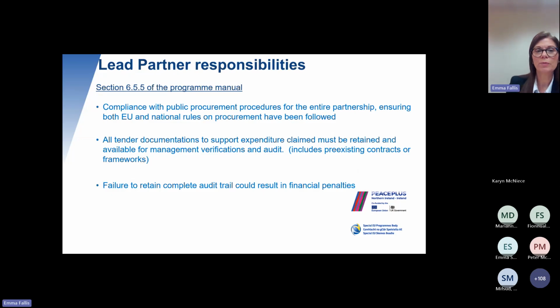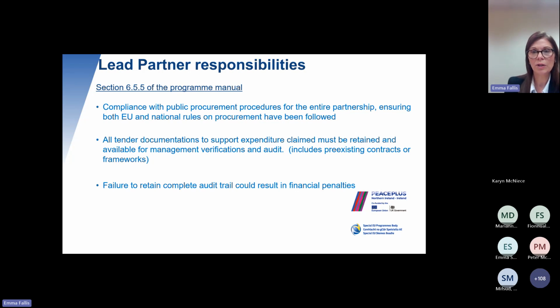So the lead partner has a number of responsibilities, and these are outlined in section 6.5.5 of the programme manual. The lead partner is responsible for ensuring there's compliance with public procurement procedures for the entire partnership, ensuring that both EU and national rules on procurement have been followed. All tender documents to support expenditure claimed must be retained and available for management verifications and audit, and this includes pre-existing contracts and frameworks. We know from previous programmes, a lot of projects would be utilising existing frameworks or contracts that have been let and awarded, not specifically for the PEACEPLUS programme.